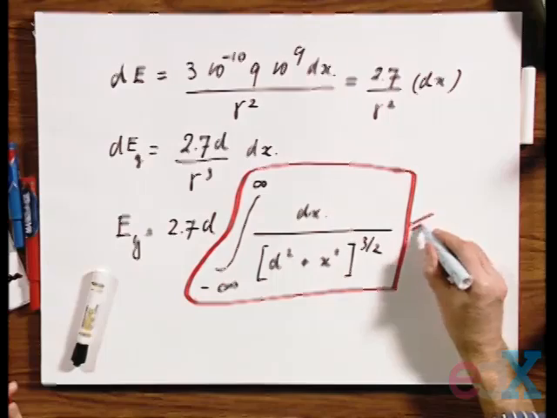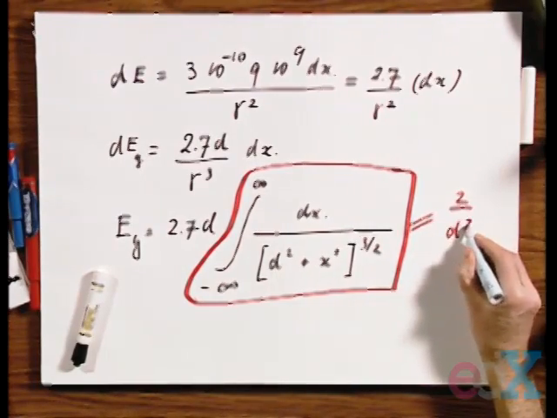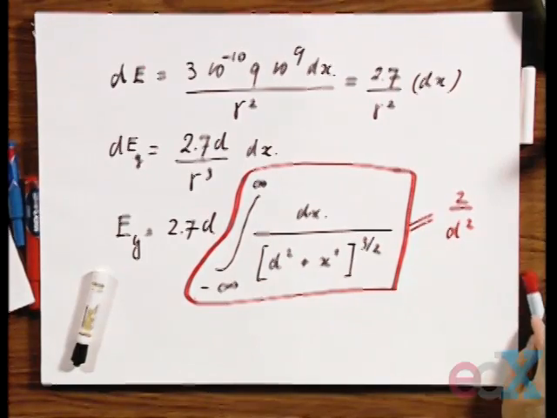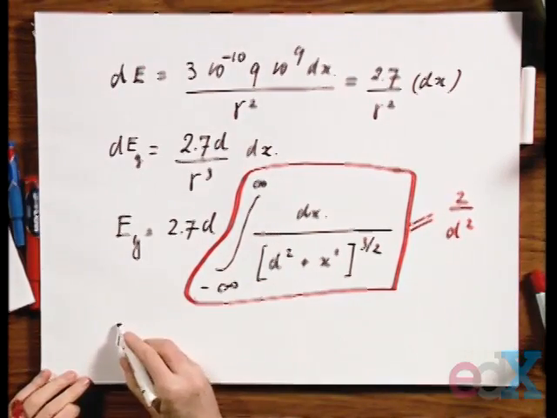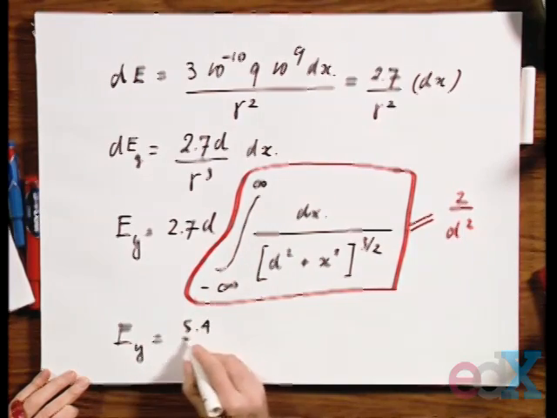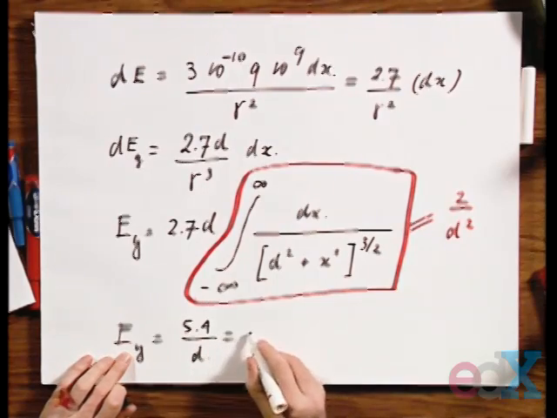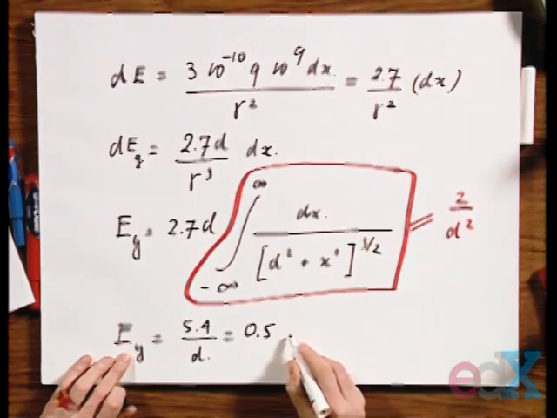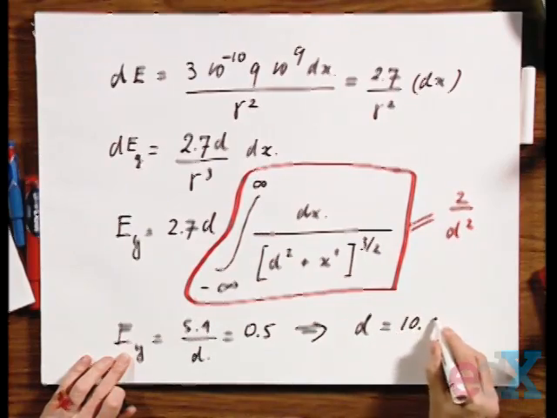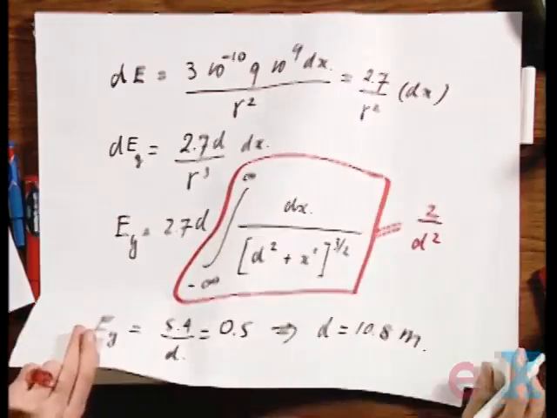And if you do this integral correctly, and I'm sure you are better at it than I am, then it is 2 divided by d squared. And so the net result is that Ey then becomes 5.4 divided by d. And if Ey has to be 0.5 newtons per coulomb, that will be the case if the distance to the wire is 2.8 meters. So far, the nasty solution.